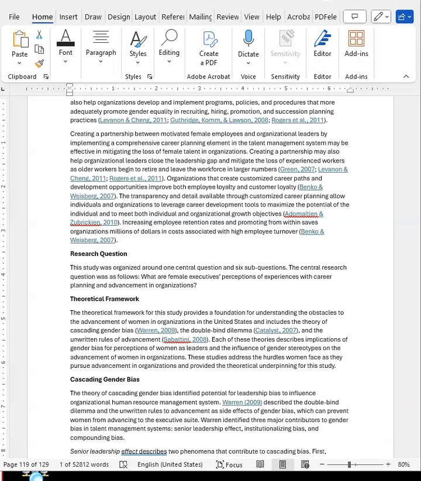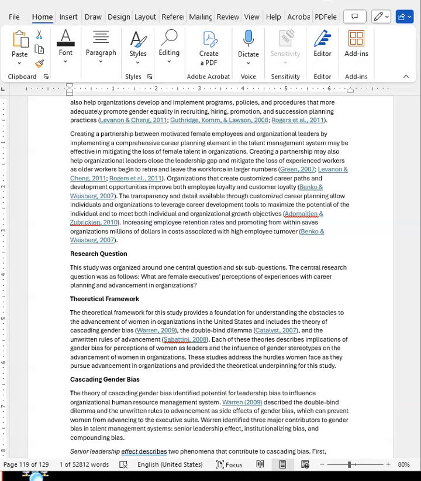The transparency and detail available through customized career planning allow individuals and organizations to leverage career development tools to maximize the potential of the individual and to meet both individual and organizational growth objectives. Adamation and Zabrikian, 2010. Increasing employee retention rates and promoting from within saves organizations millions of dollars in costs associated with high employee turnover. Benko and Weisberg, 2007.